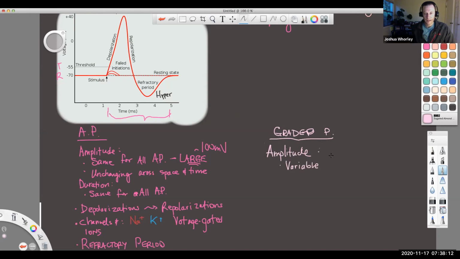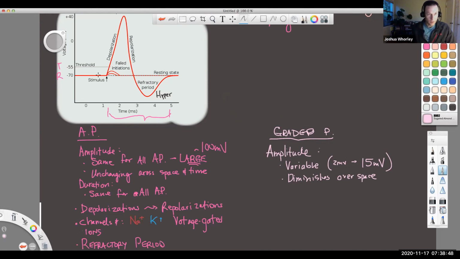It can be something like a couple millivolts to anywhere to like 15 millivolts, which might get us to threshold. It can be anywhere in there. The amplitude diminishes over space. So unlike an action potential, this amplitude actually diminishes as if you were to measure this graded potential further and further from the point of stimulus, the graded potential would get smaller and smaller.